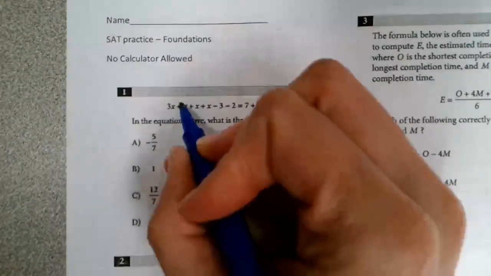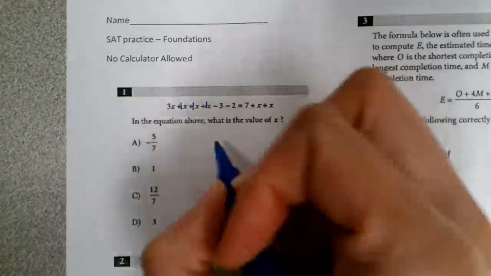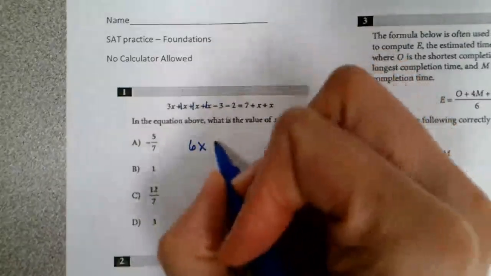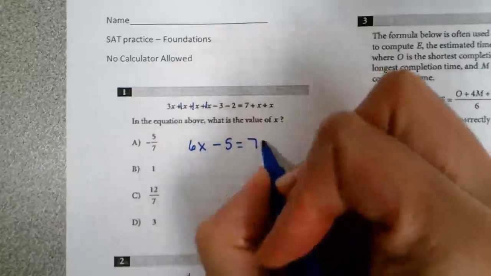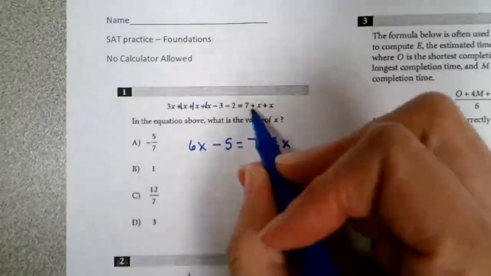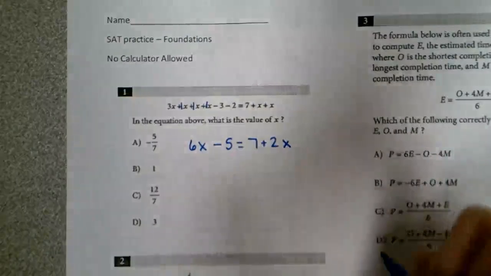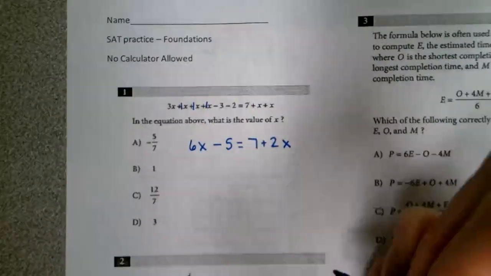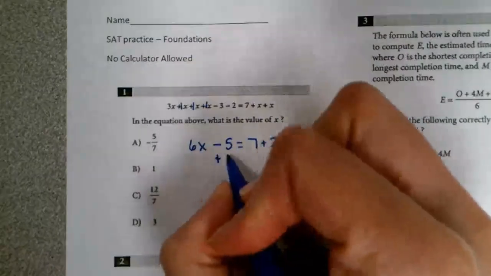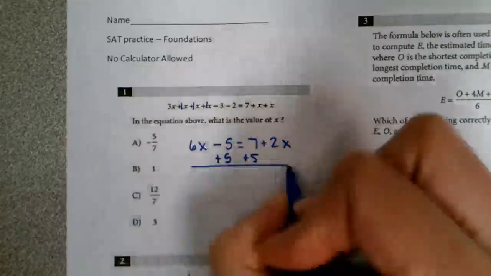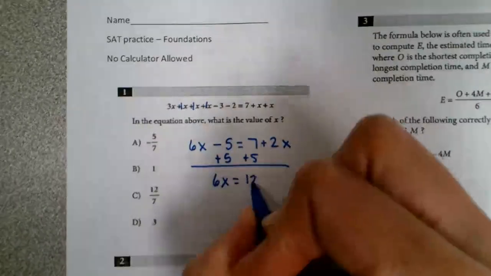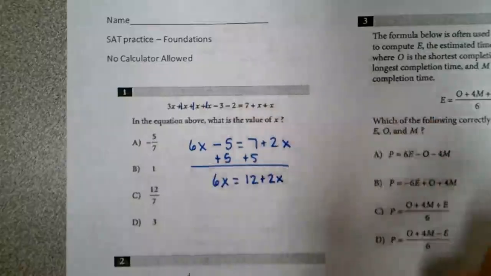So I have 3x, 1x, 1x, and 1x. That makes 6x and minus 5. And then I have 7 plus 2x. So I'm going to solve this equation by getting my x's on one side and my constants on another side. I could add 5 to both sides. When I do that, I get 6x is equal to 12 plus 2x.